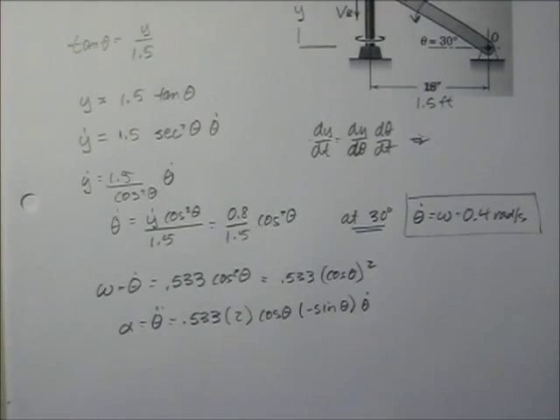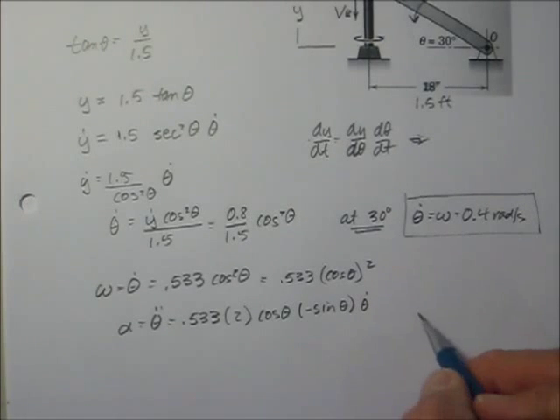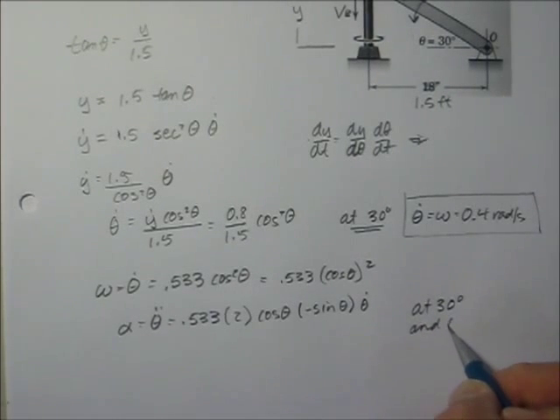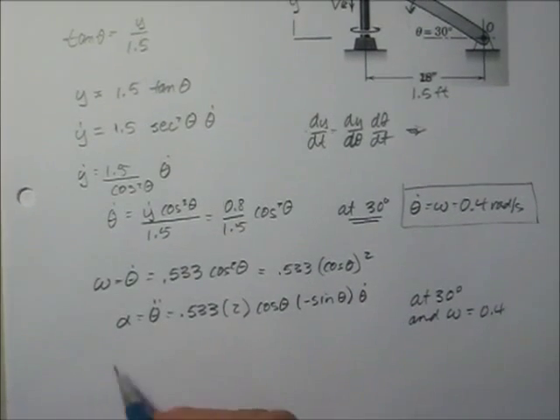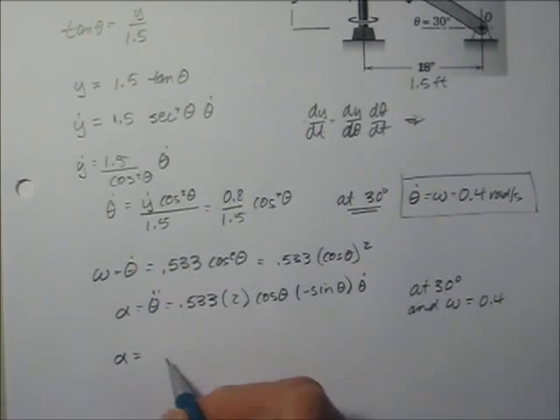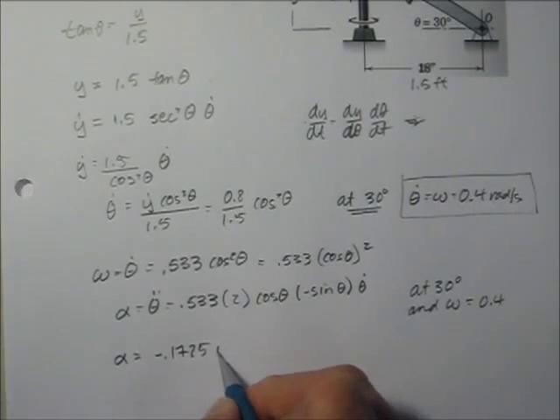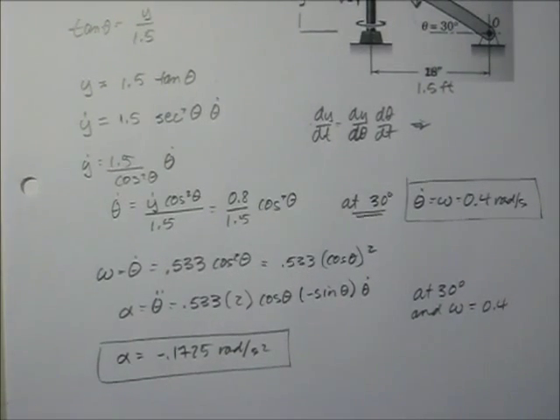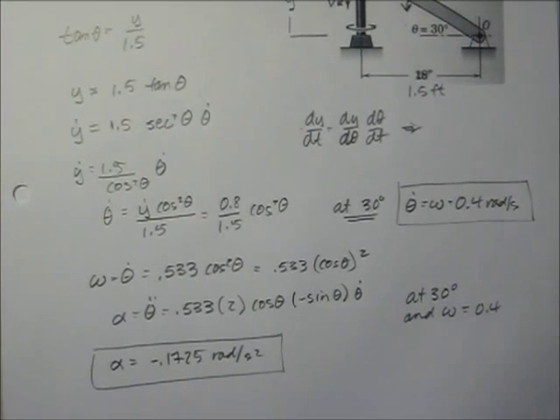And so that's my alpha right there. I've already got my theta dot, so if I evaluate that at 30 degrees and omega is equal to 0.4, this theta dot is equal to omega, I can bring that in there, and I can solve this for alpha is equal to negative 0.1725 radians per second squared. Okay, that's how you would solve a little deal like that.